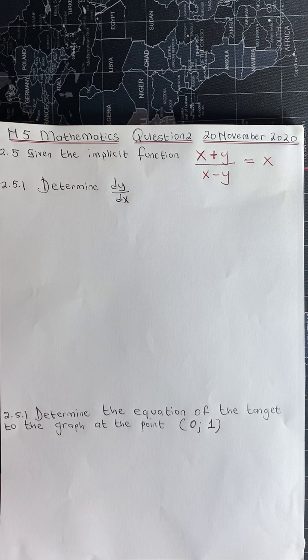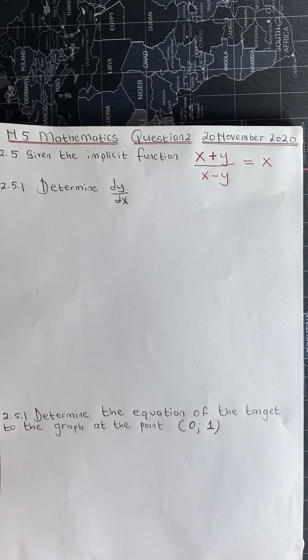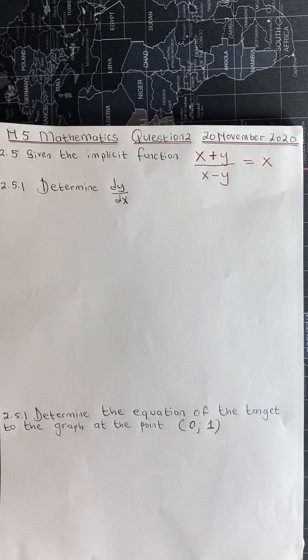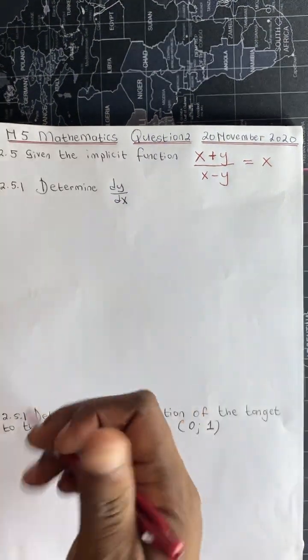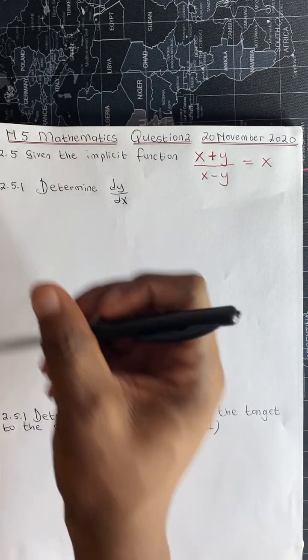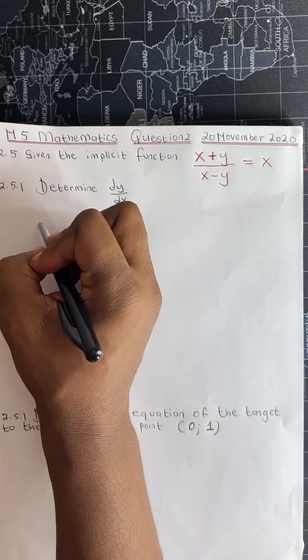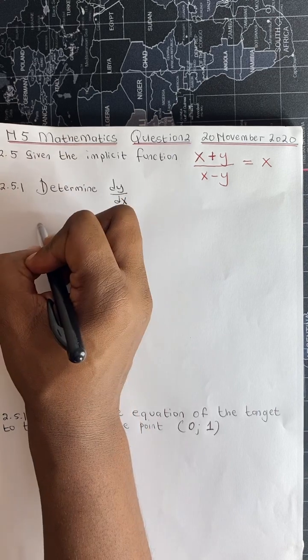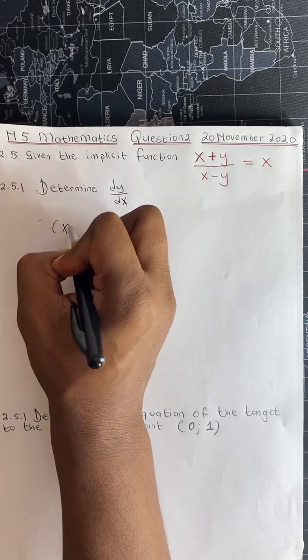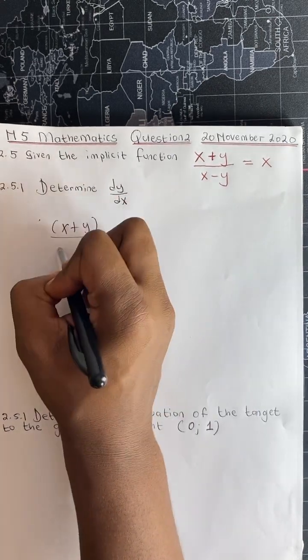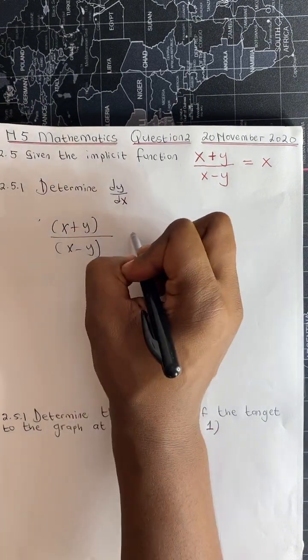Question 2.5, we are given the implicit function x plus y divided by x minus y is equals to x. So we have to determine dy over dx. So before we can determine the dy over dx, we have x plus y over x minus y is equals to x.